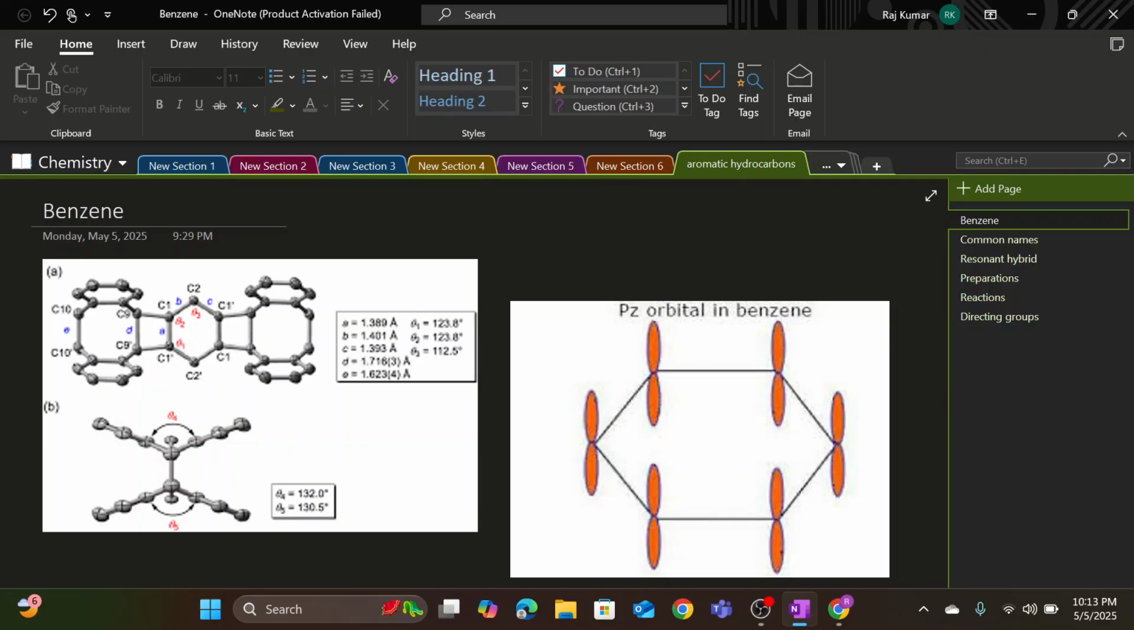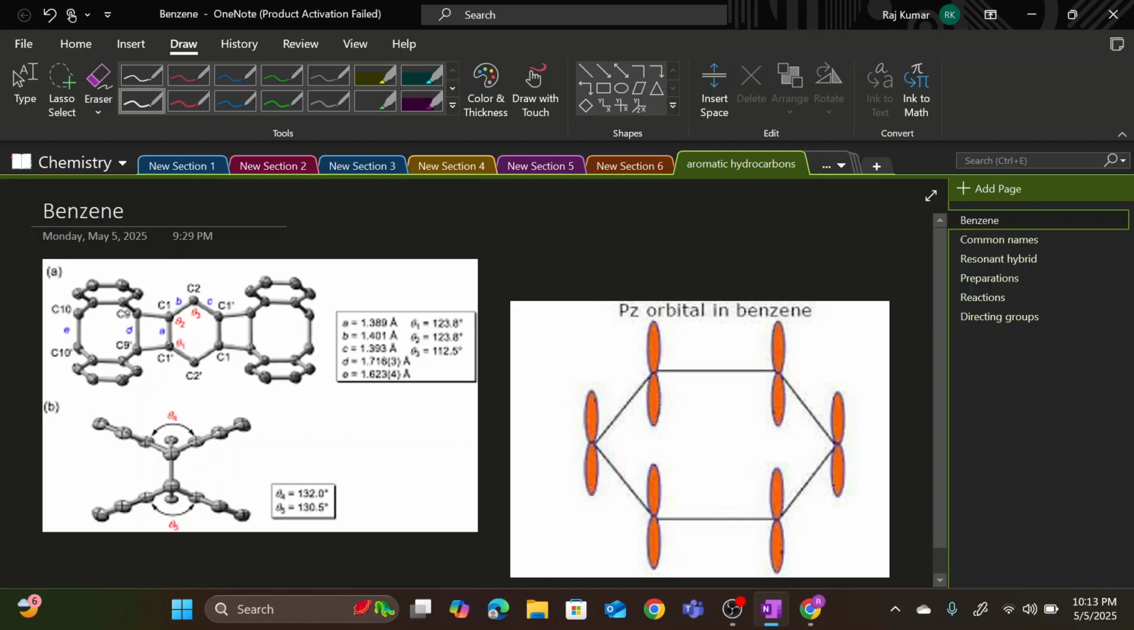So let's just understand what a benzene is. If you just talk about benzene, it is an aromatic compound. Now, many people ask what is meant by an aromatic hydrocarbon. What is an aromatic hydrocarbon in general?